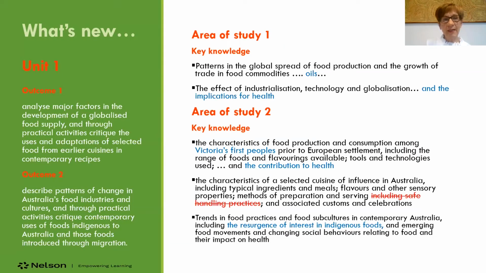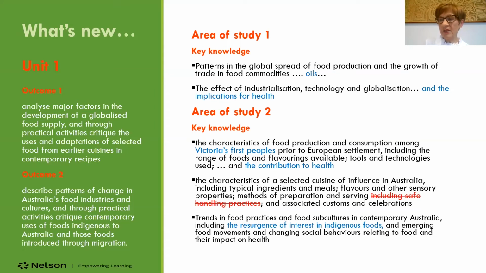In Unit 1, Outcome 1, there is not a lot of change to this outcome. You'll notice that there is the inclusion of oil in the patterns of global spread in the food production and trade. And so we have got significant information in the Unit 1 and 2 book in relation to that. And also the implications for health has been added to the effect of industrialisation, technology and globalisation.